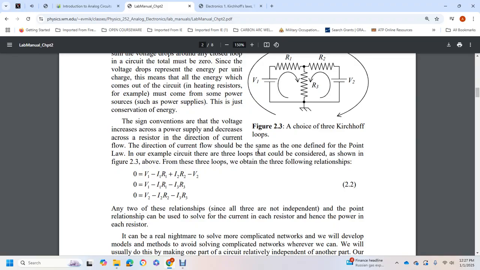0 is equal to voltage 1 minus amplitude 1 over the resistor 1 plus amplitude 2 over the resistor 2, divided by the volt 2. Minus the volt 2. 0 is equal to voltage 1 over the minus amp 1 times resistor 1 minus amp 3 times resistor 3. 0 is equal to voltage 2 minus amp 2 times resistor 2 minus amp 3 times resistor 3.